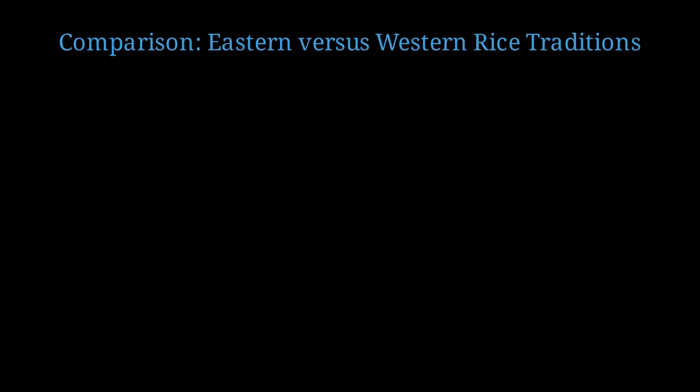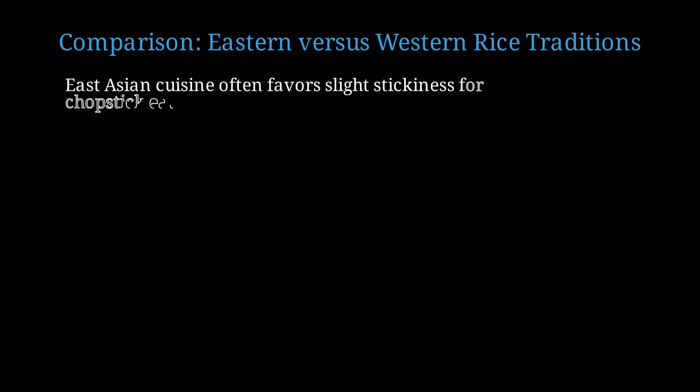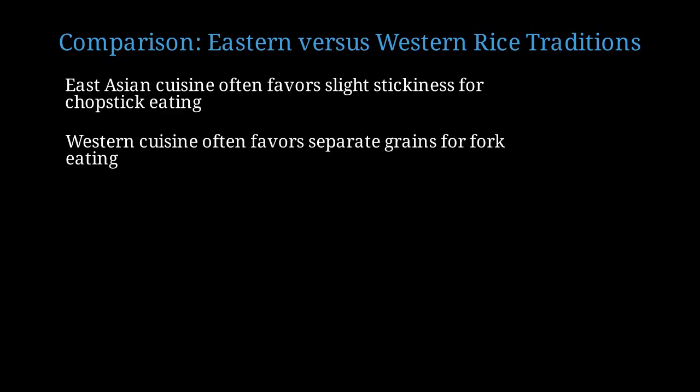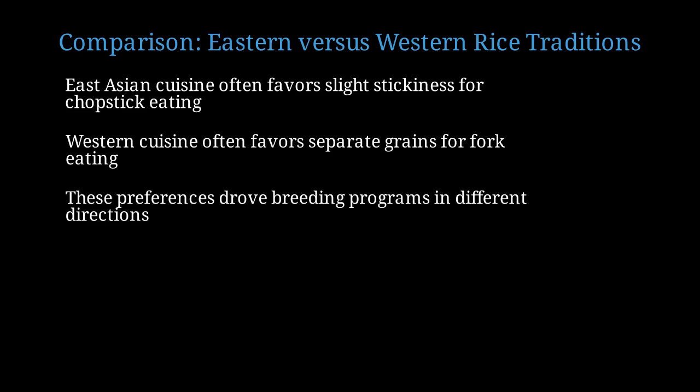Interestingly, Eastern and Western culinary traditions have evolved different approaches to rice texture, reflecting cultural preferences in different varieties. East Asian cuisines often favor medium-grain rice with slight stickiness. This texture is ideal for eating with chopsticks, as grains cohere into manageable clumps without being gummy. Western cuisines traditionally favor long-grain rice with well-separated grains. This texture is suited to eating with a fork, where individual grains are preferred. These culinary preferences have driven rice breeding programs in different directions, selecting for different amylose contents and grain geometries, optimized for the desired texture.